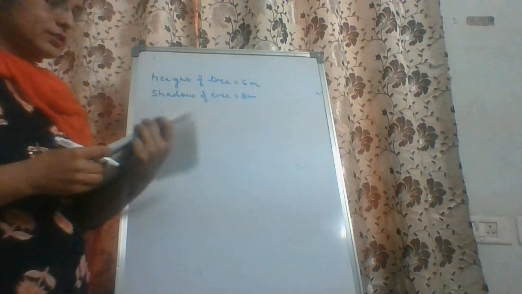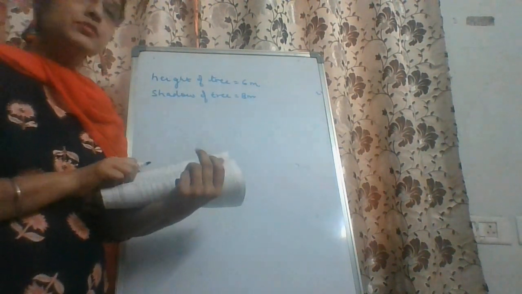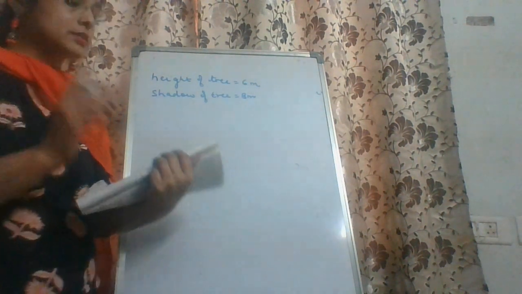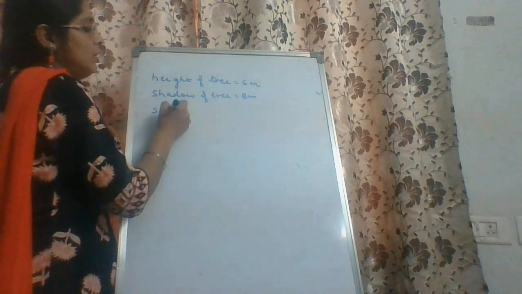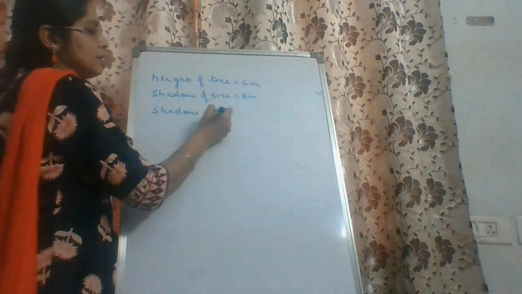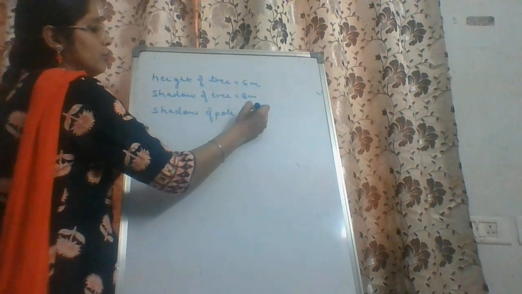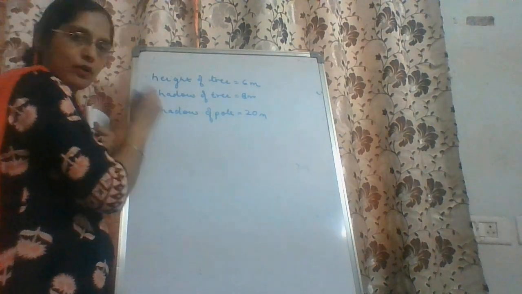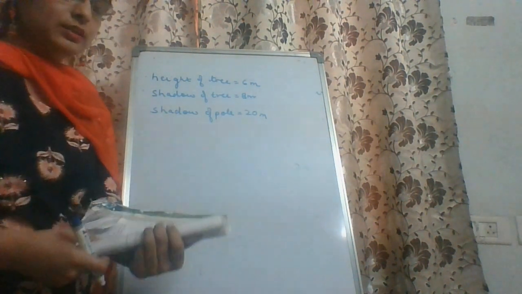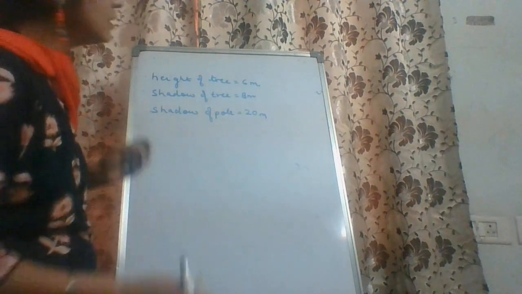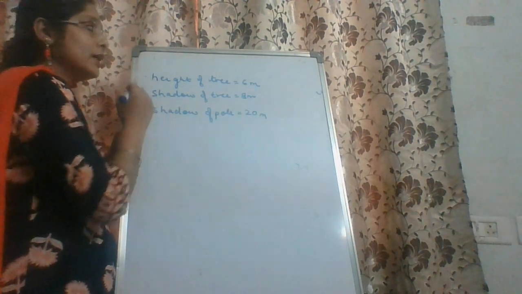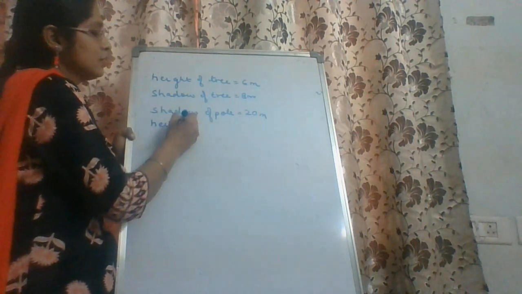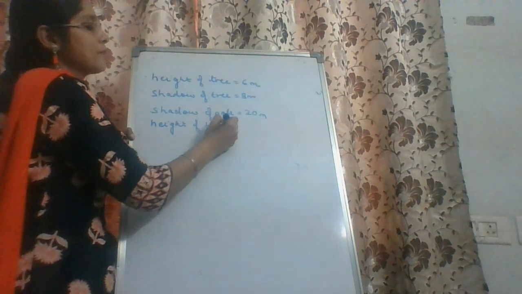Continue reading the question. At the same time, a pole casts a shadow of length 20 meters. So shadow of the pole is 20 meters. Now see what is given to you. You are given height of the tree, shadow of the tree, shadow of the pole. You have to find the height of the pole.